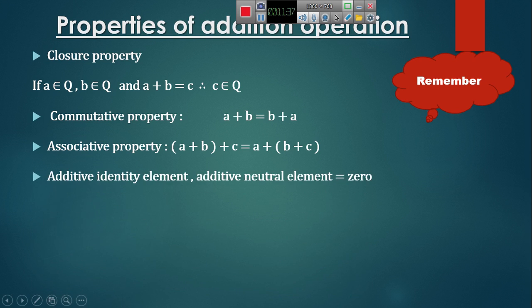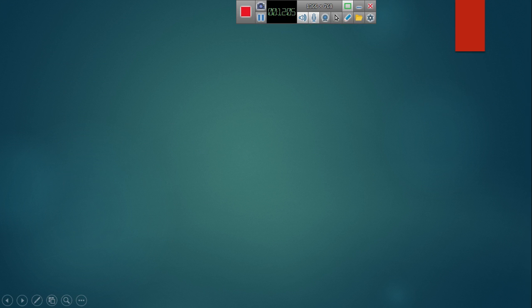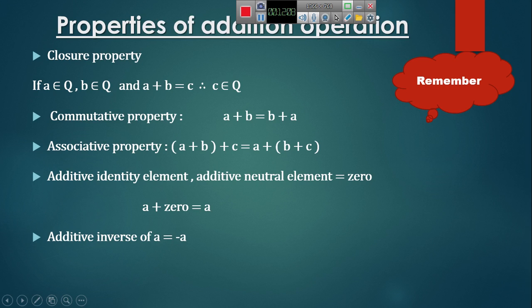The additive identity element, as we said in the first slide, the additive identity element or the additive neutral element is 0. By adding any number to 0, you will get the same number. For example, if I said 5 plus 0, you will get the same number, the same fraction, equal 5. So this is the additive identity element, adding any number to 0. The additive inverse, to change the sign of your number. For example, if I said 5, okay, then the additive inverse of 5 is negative 5.